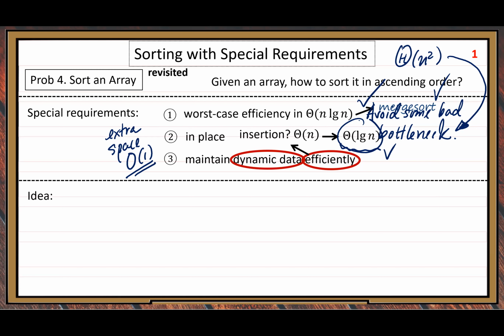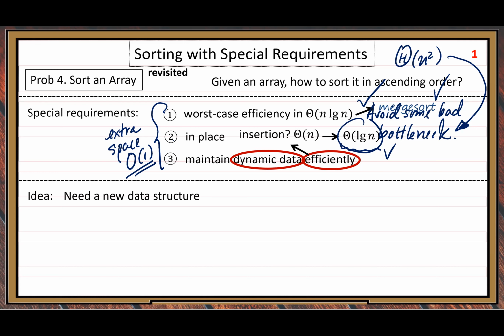Let's look at the basic idea to solve this problem. With these three special requirements, all our existing sorting algorithms do not satisfy them. So we need to find a new one, a new data structure. This time, to solve this problem, we need to consider a new data structure.